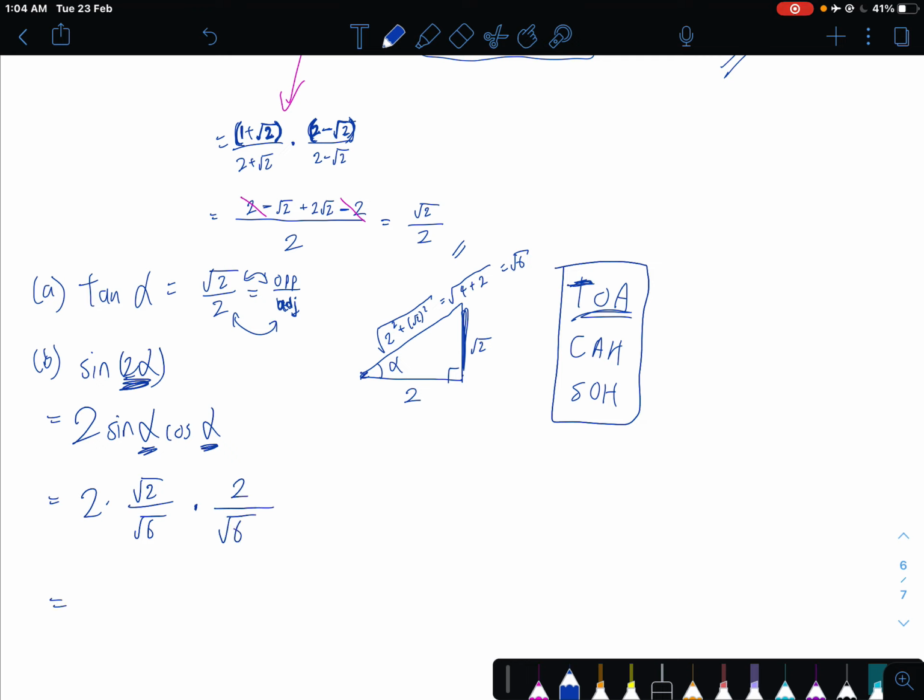So we multiply out everything: 2 root 2 times 2, over root 6 times root 6. Okay? 2 times 2 times root 2 is 4 root 2. Root 6 times root 6 is 6. 4 over 6, 2 over 3, root 2. Then we are done for part B.